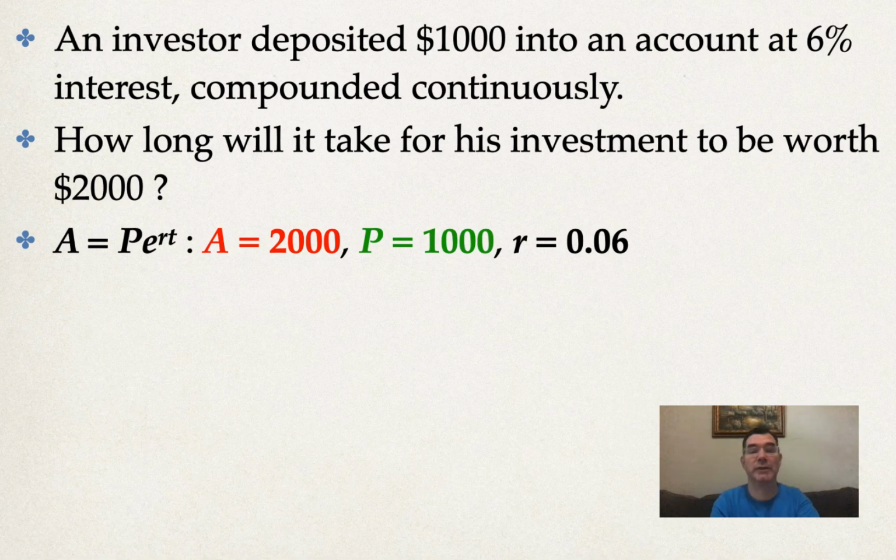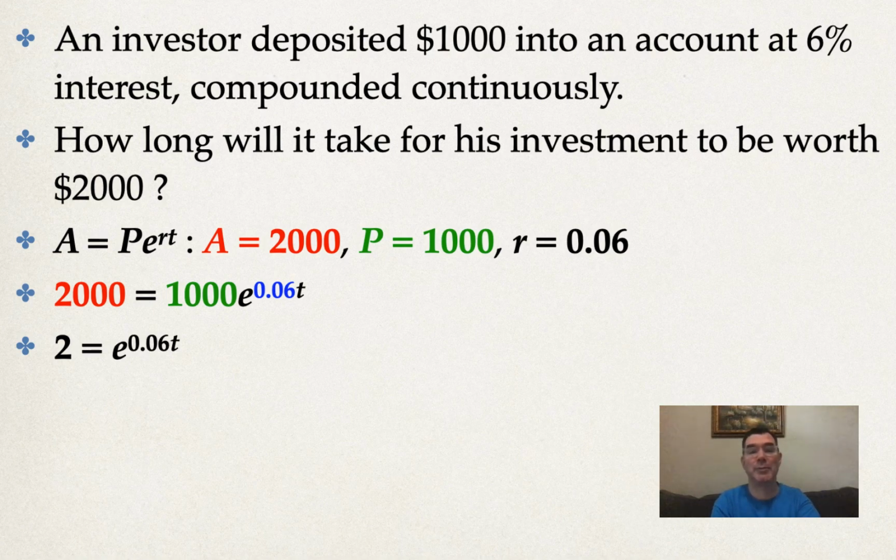It's not like I'm trying to figure out the value of A. I need to figure out the value of t, which is on the right-hand side. So I'm going to have to solve an equation. I'm going to replace A with 2,000, P with 1,000, and r with 0.06. So I'm replacing those values there. The first thing I'm going to do to solve for t is divide both sides by 1,000. So I get 2 equals e to the 0.06t.